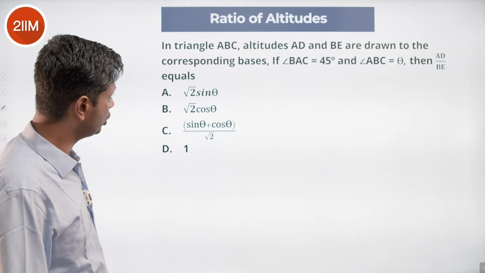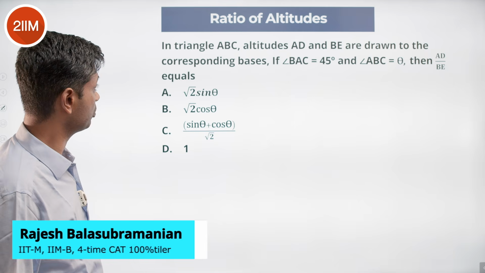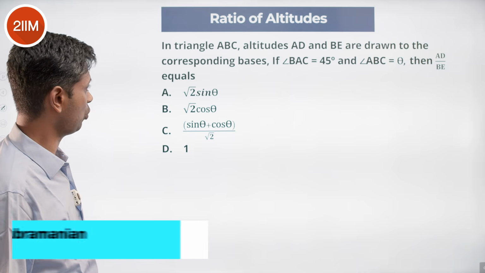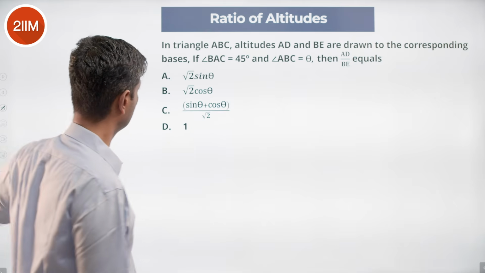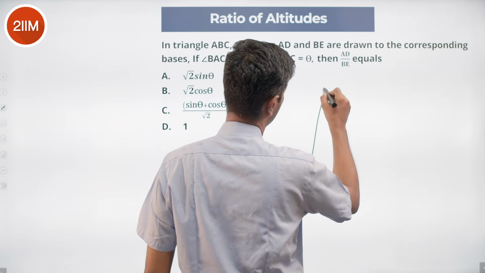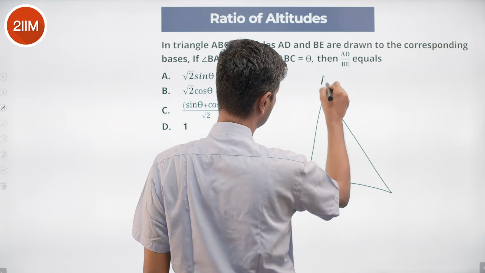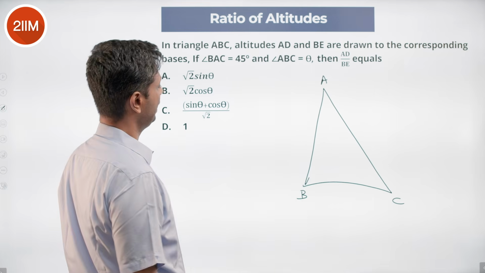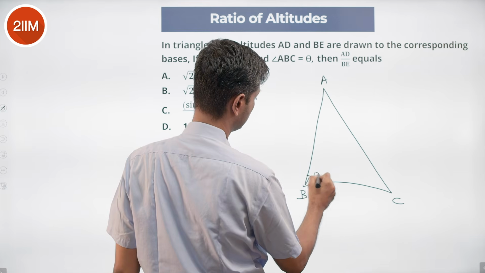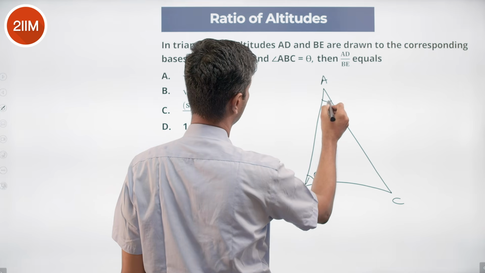In triangle ABC, altitudes AD and BE are drawn to the corresponding bases. If angle BAC is 45 and angle ABC is theta, then AD by BE equals what? So, triangle ABC, angle ABC is theta, angle BAC is 45.